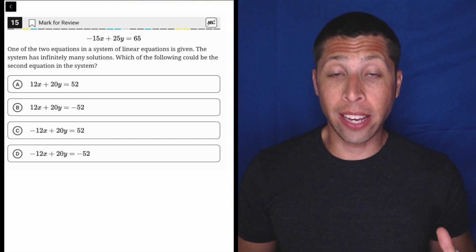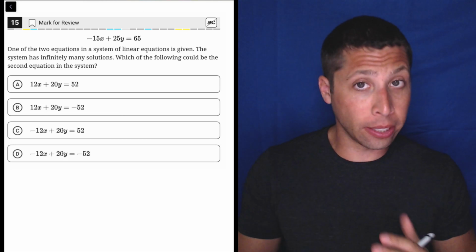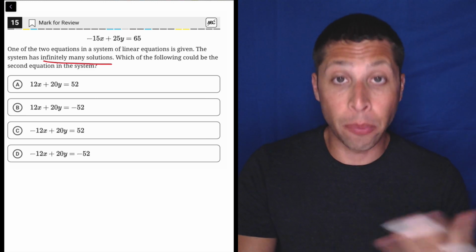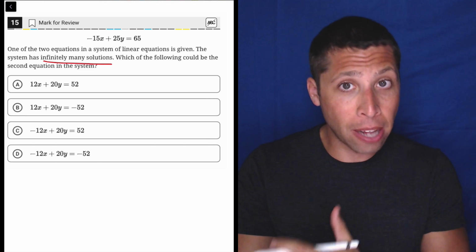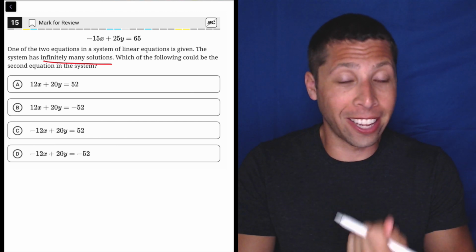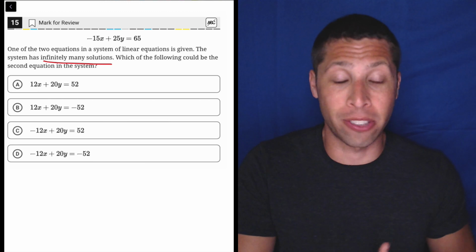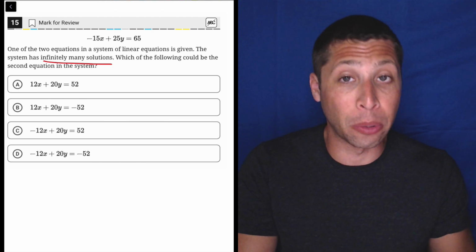There are a few ways to handle this question, but regardless, you're going to need to know what it means when there are infinitely many solutions. And we saw this earlier in this module. So this is not something that you have a fluke chance of getting. This infinitely many solutions thing could easily come up on every test, maybe multiple times.